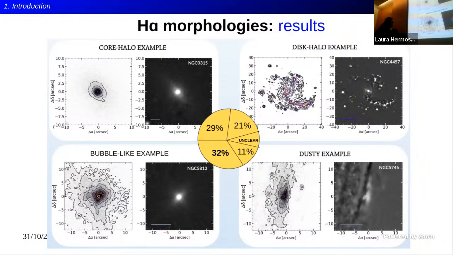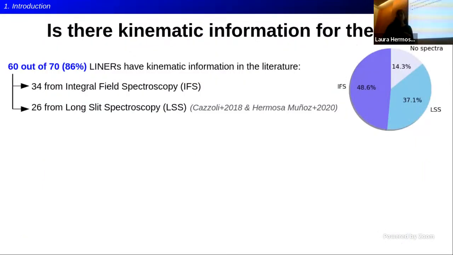So looking at the percentages in which we detected each category, the one that we detected in the most galaxies is the bubble-like. Although, of course, imaging alone is not sufficient to actually claim that we are detecting an outflow. We're just detecting gas that is behaving otherwise, not as the galaxy itself. So that's why we complemented this with kinematical information from the literature. And for the 70 objects we detected, we found kinematical information for 60 of them.